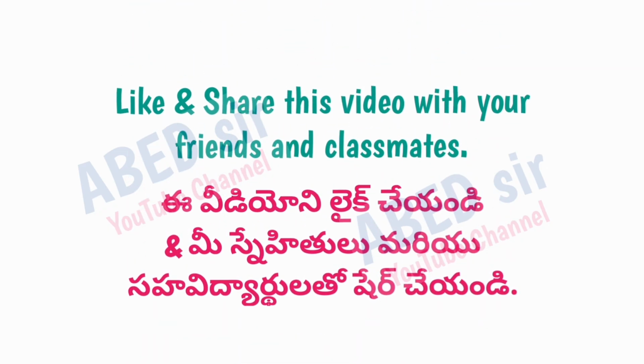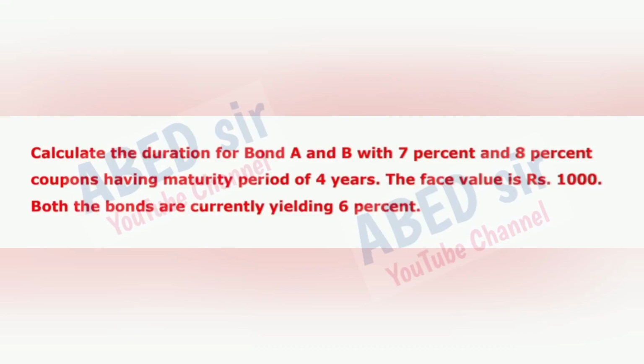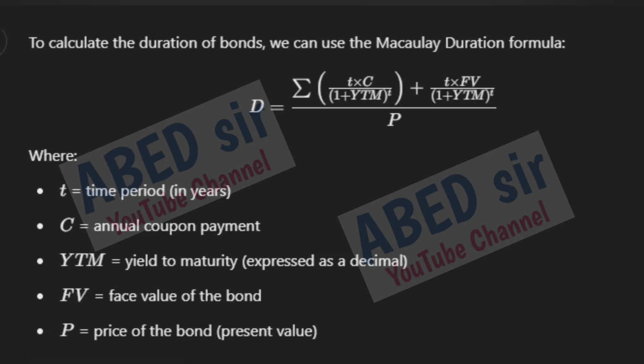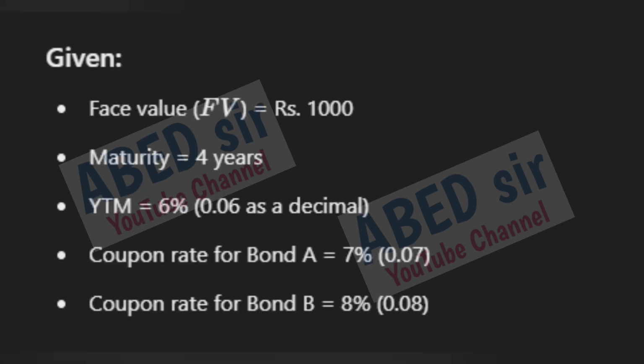Next important long question is: calculate the duration for bond A and B with 7% and 8% coupons having maturity period of 4 years. The face value is 1000 rupees. Both the bonds are currently yielding 6%. To calculate the duration of bonds, we can use the Macaulay duration formula, where T is equal to time period in years. Given face value FV is equal to 1000 rupees.